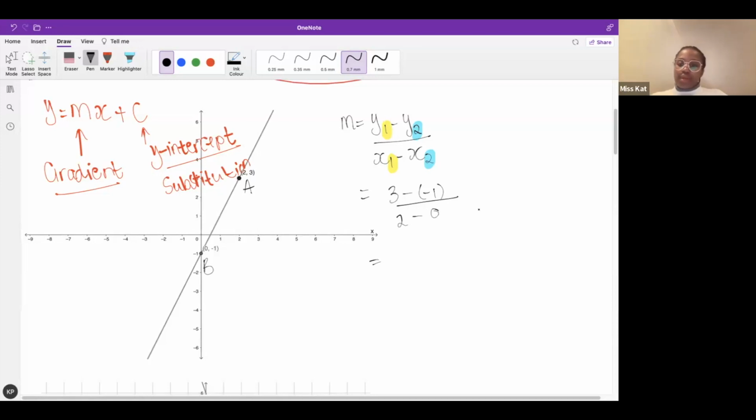Nice. What do these negatives do? These two negatives cancel each other. They become a positive. So it's going to be what over what? The answer is going to end up being 2. Beautiful, Fatima. 4 over 2, which is 2. We have M. Thanks, Fatima, for getting us started.